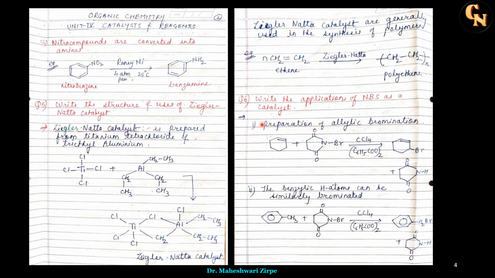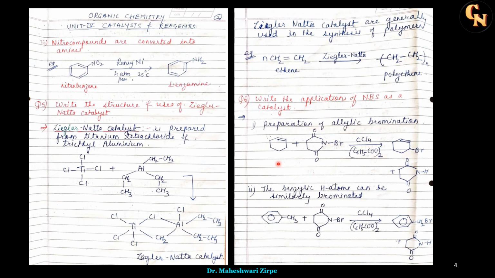Now the next question, that is question number 6: write the application of NBS as a catalyst. So NBS is N-bromosuccinimide. This is used as a catalyst. Basically it is used for allylic bromination. Okay, NBS is used for preparation of allylic bromides.